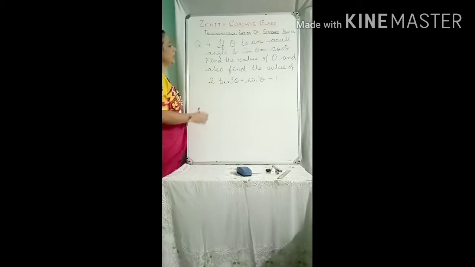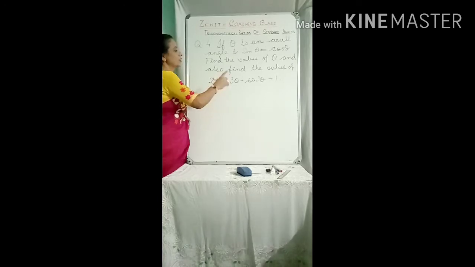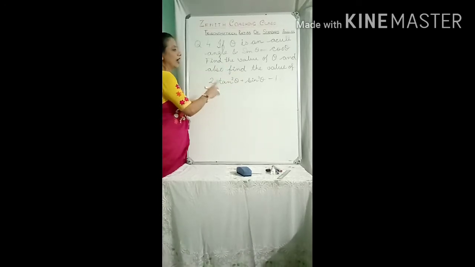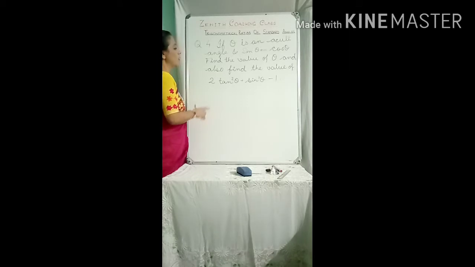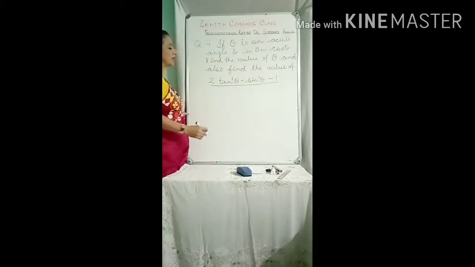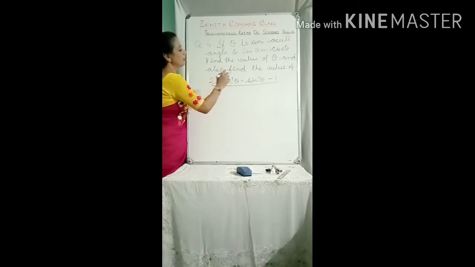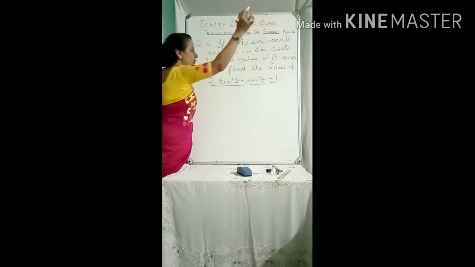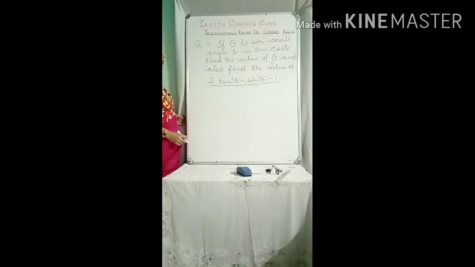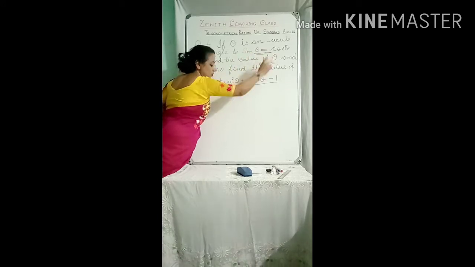Question number 4. If theta is an acute angle and sin theta equals cos theta, find the value of theta. And also find the value of 2 tan square theta plus sin square theta minus 1. First of all, you have to find the value of theta. So what is given? Given that sin theta equals cos theta.